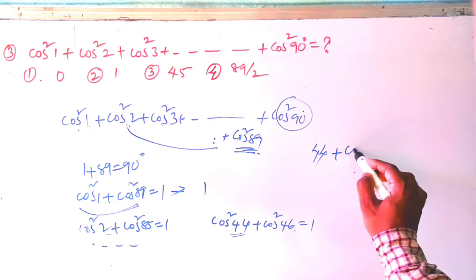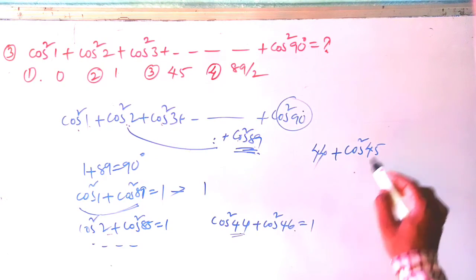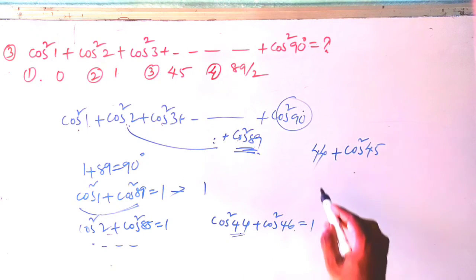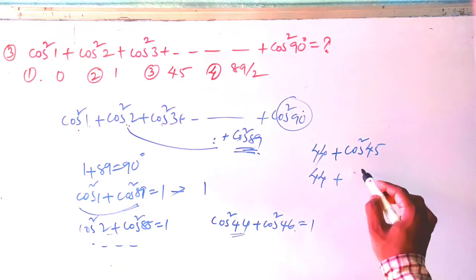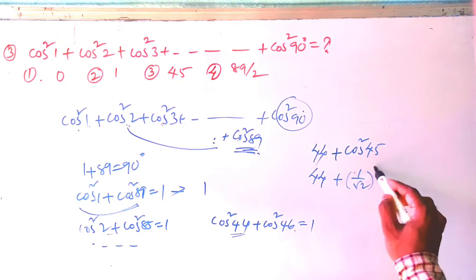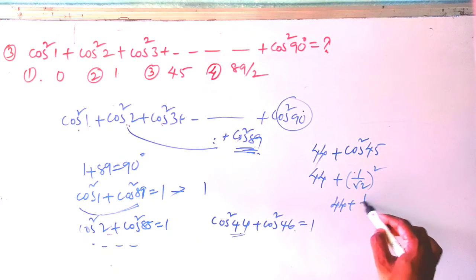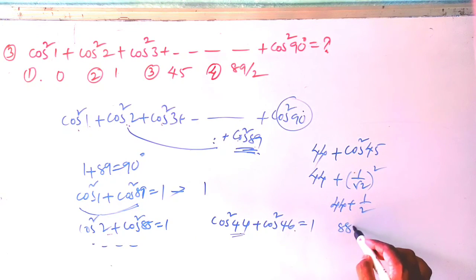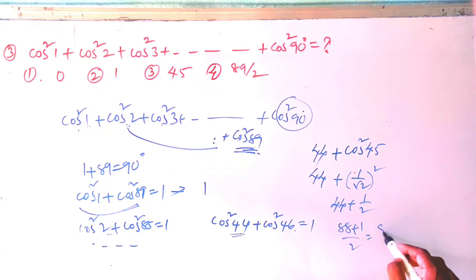So cos square 45, cos 45 value is 1 by root 2 whole square. So 44 plus 1/2, so 88 plus 1/2, that is nothing but 89/2 we get. 89/2. So the fourth one is the right answer.